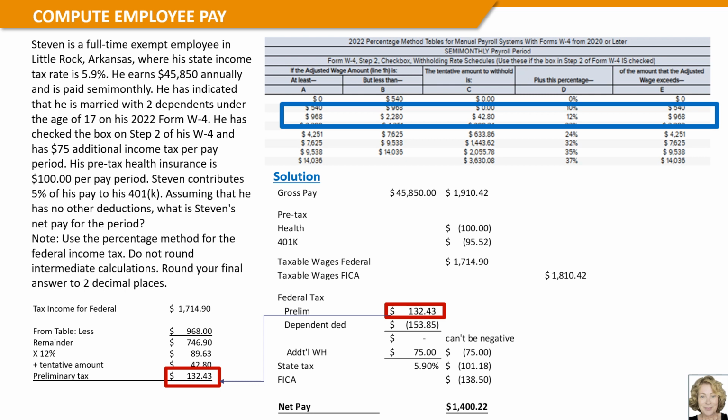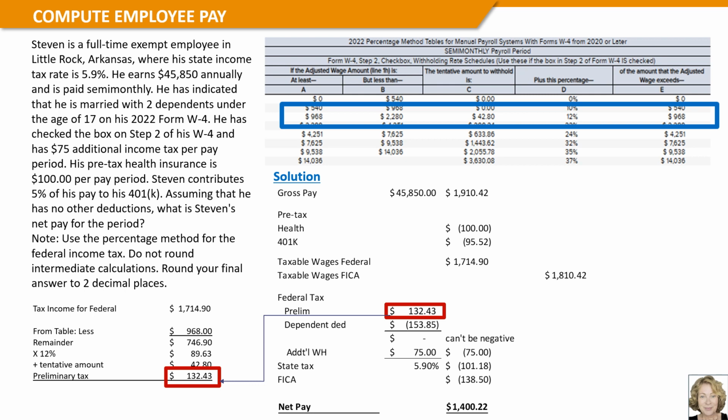In our case, it is, because $132.43 minus $153.85 is a negative $21.42. So we change any negative amount to 0, but we still add any additional tax amount, which in this example is $75. So after all our calculations, the federal tax withholding is $75.